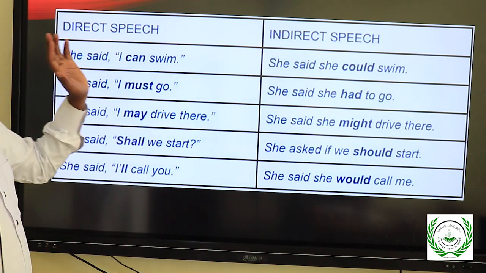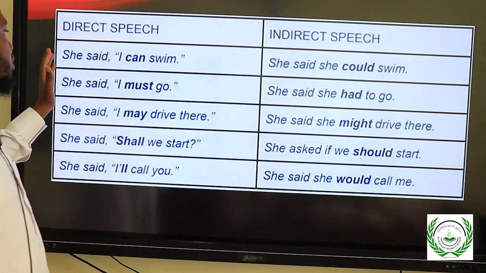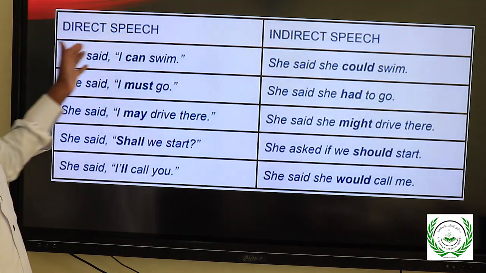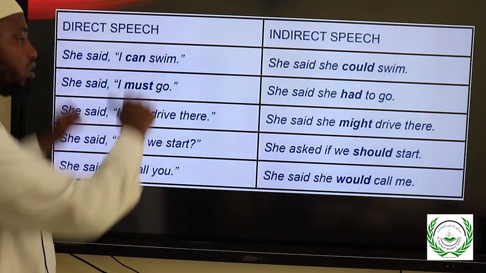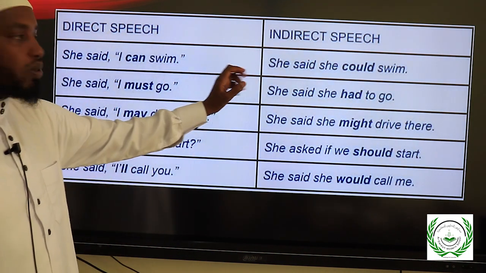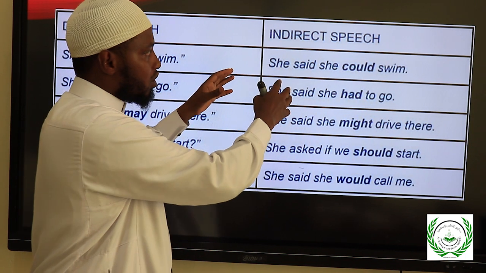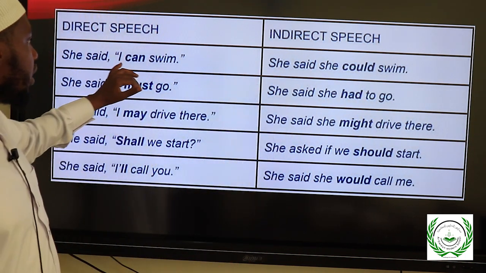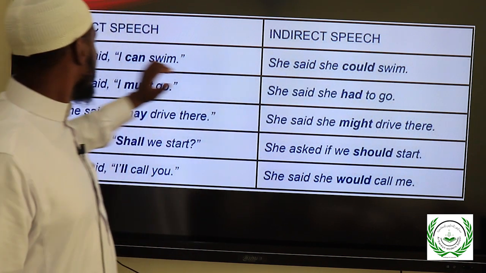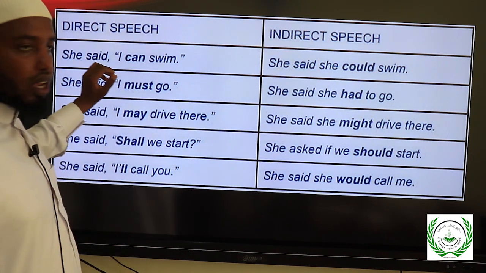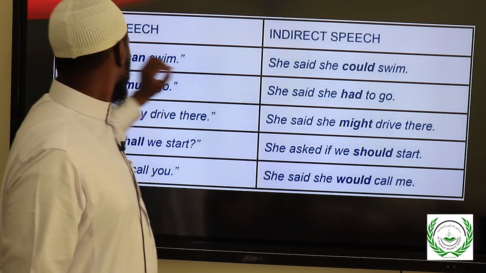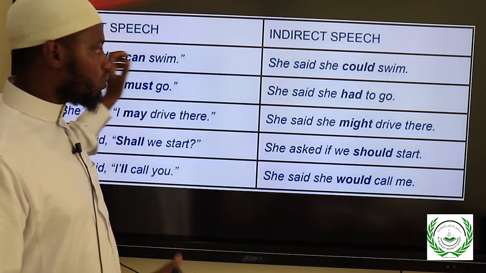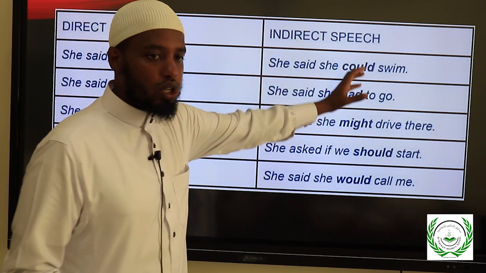Here we have direct speech and indirect speech. The direct speech here is, she said, "I can swim." We have the quotation marks. In the indirect speech, it says, she said she could swim. So we can see the change: can, could. Those are her words, "I can swim." But here we said, she said she could swim.